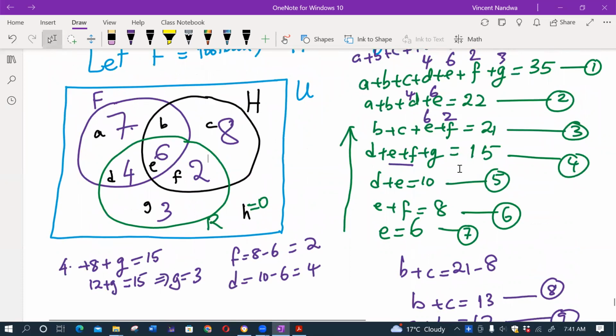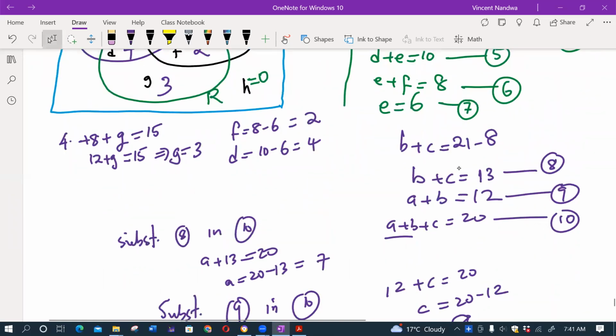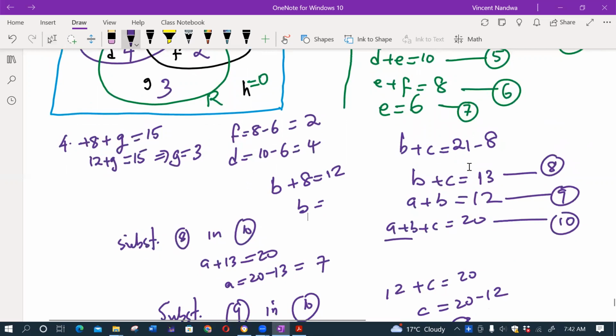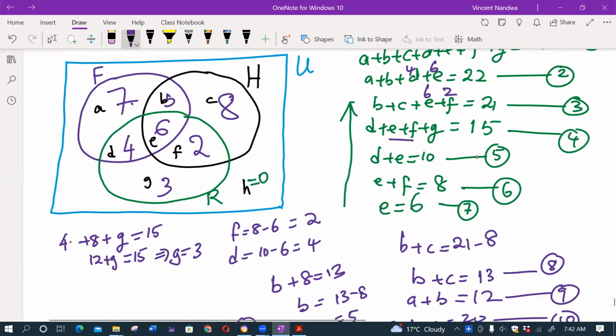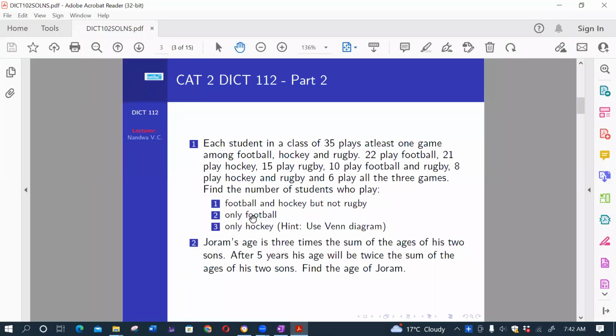Then if C is 8, from equation 13, B plus C should give us 13. The C value is 8, so B will be 13 minus 8, which is 5. So here we fill this as 5. All the sections of the Venn diagram are correctly filled. So let's go to the questions now.